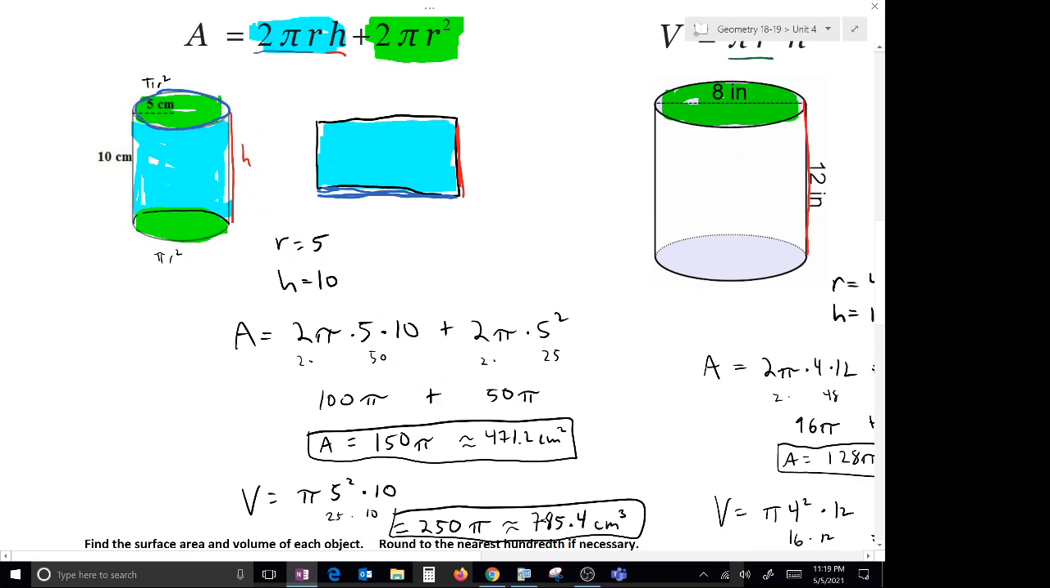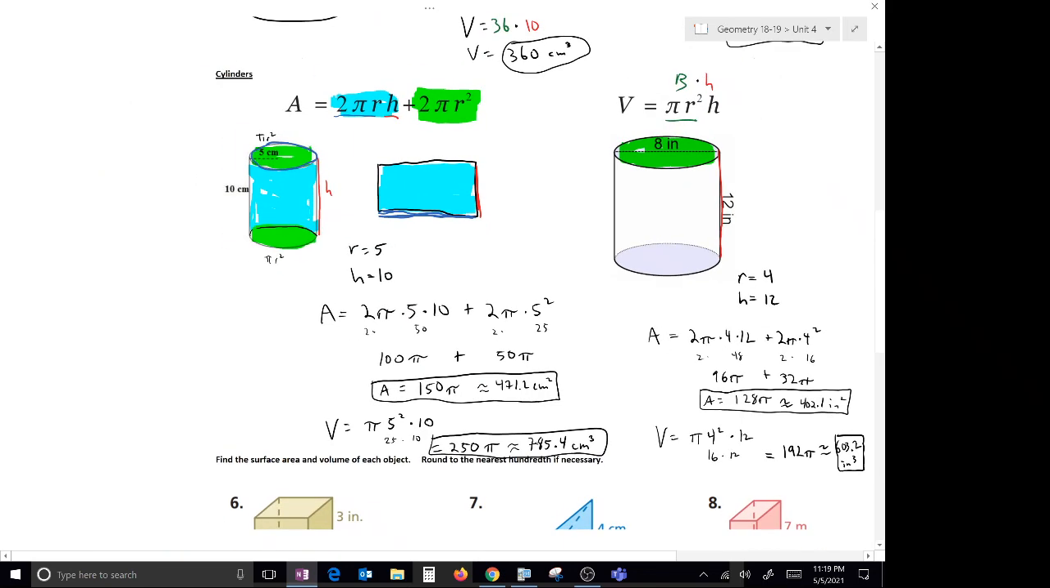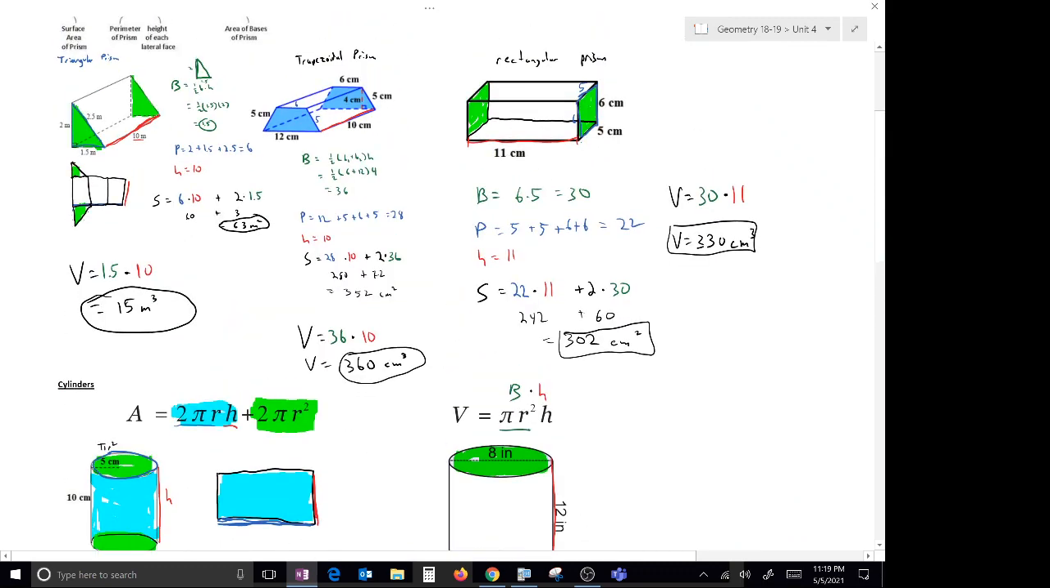Okay. And that's how we find surface area and volume of prisms and cylinders. Next week we will look at pyramids and cones.